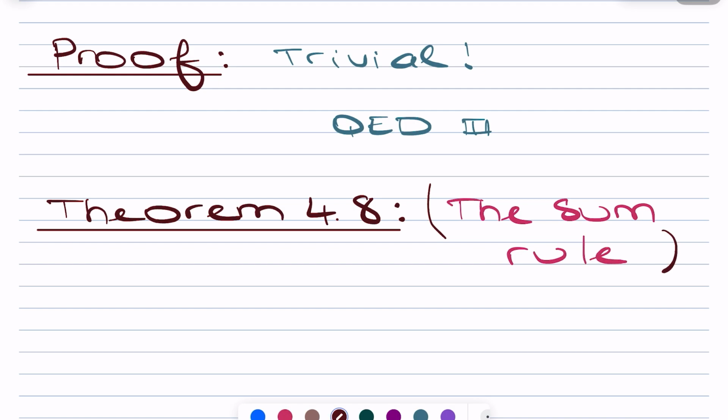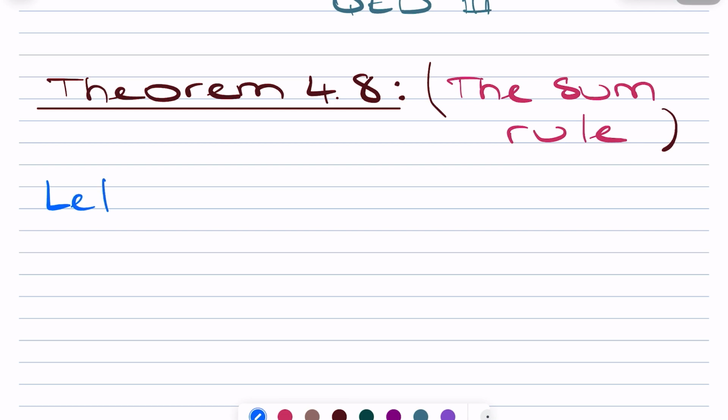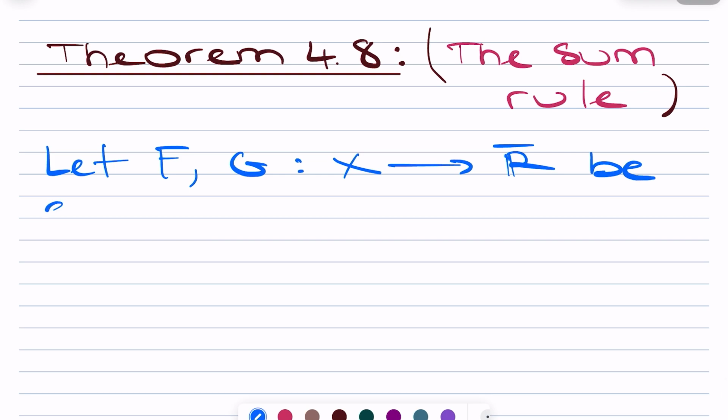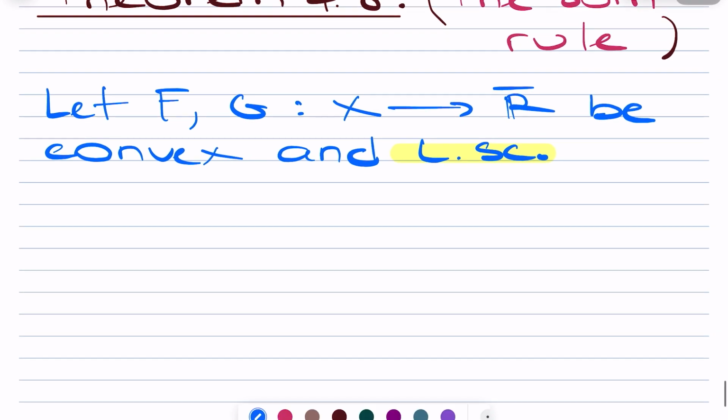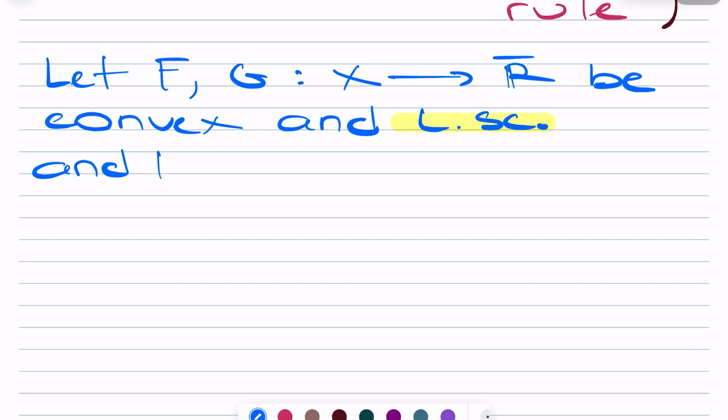Okay, so let f, g be two functionals defined from X into the completion of R, be convex and lower semi-continuous. So we need lower semi-continuity as an additional property, so I need to highlight this. And let x be in the intersection of their respective domains.